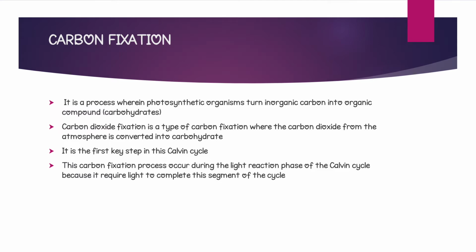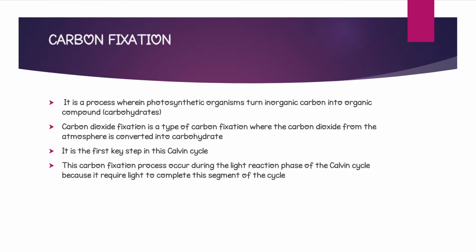First, let's see shortly about these three classifications. The first one is carbon fixation. It is a process wherein photosynthetic organisms turn inorganic carbon into organic compounds. Carbon dioxide fixation is a type of carbon fixation where the carbon dioxide from the atmosphere is converted into carbohydrate. It is the first key step in the Calvin cycle. This carbon fixation process occurs during the light reaction phase of the Calvin cycle because it requires light to complete this segment of the cycle.